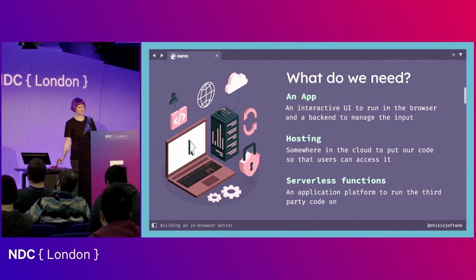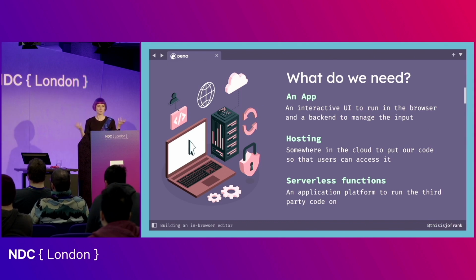So first of all, we're going to need to write an app of some kind where we're actually presenting this in-browser editor. Somewhere where they can type in some code, a bit like JSBin or CodePen or any of these things that you've seen before, and a go button that they can press to execute the code.